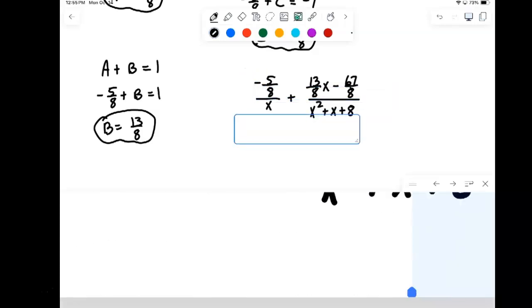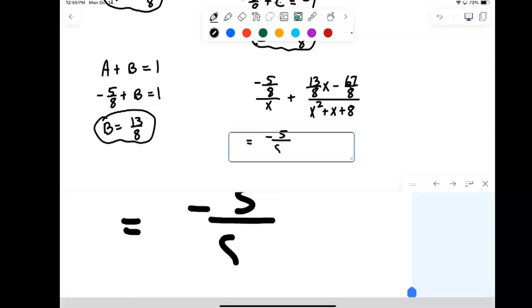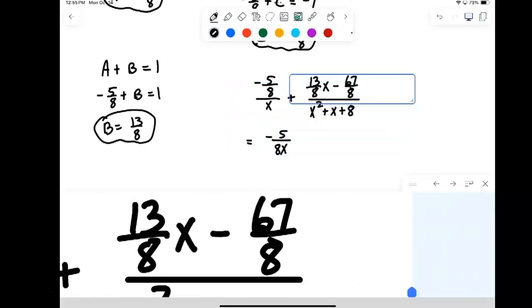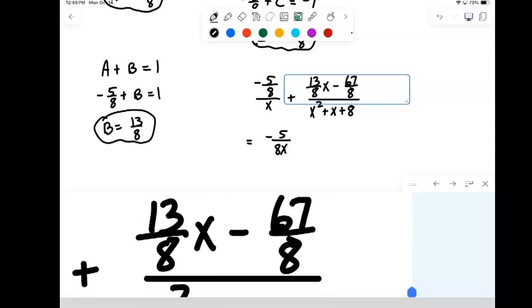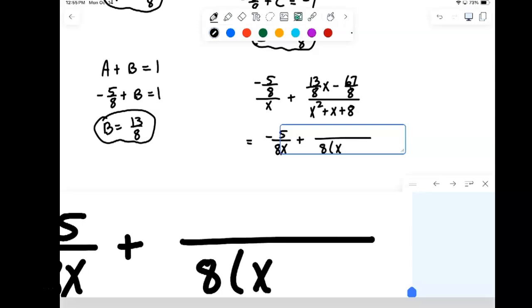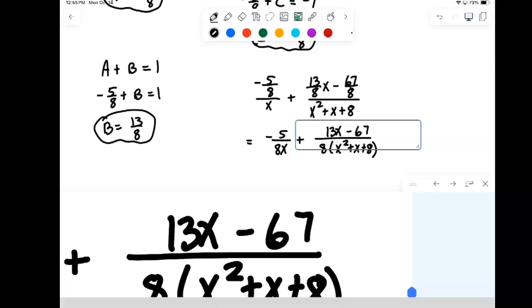And that is, we don't want to keep these as complex fractions. So I'm going to take that 8, the first one, and move it down to go with the x. And for the second one, I'm going to factor out that 1/8 and put the 8 in the bottom. So I'm going to have 8 times x squared plus x plus 8. And on the top, I'll just have 13x minus 67.